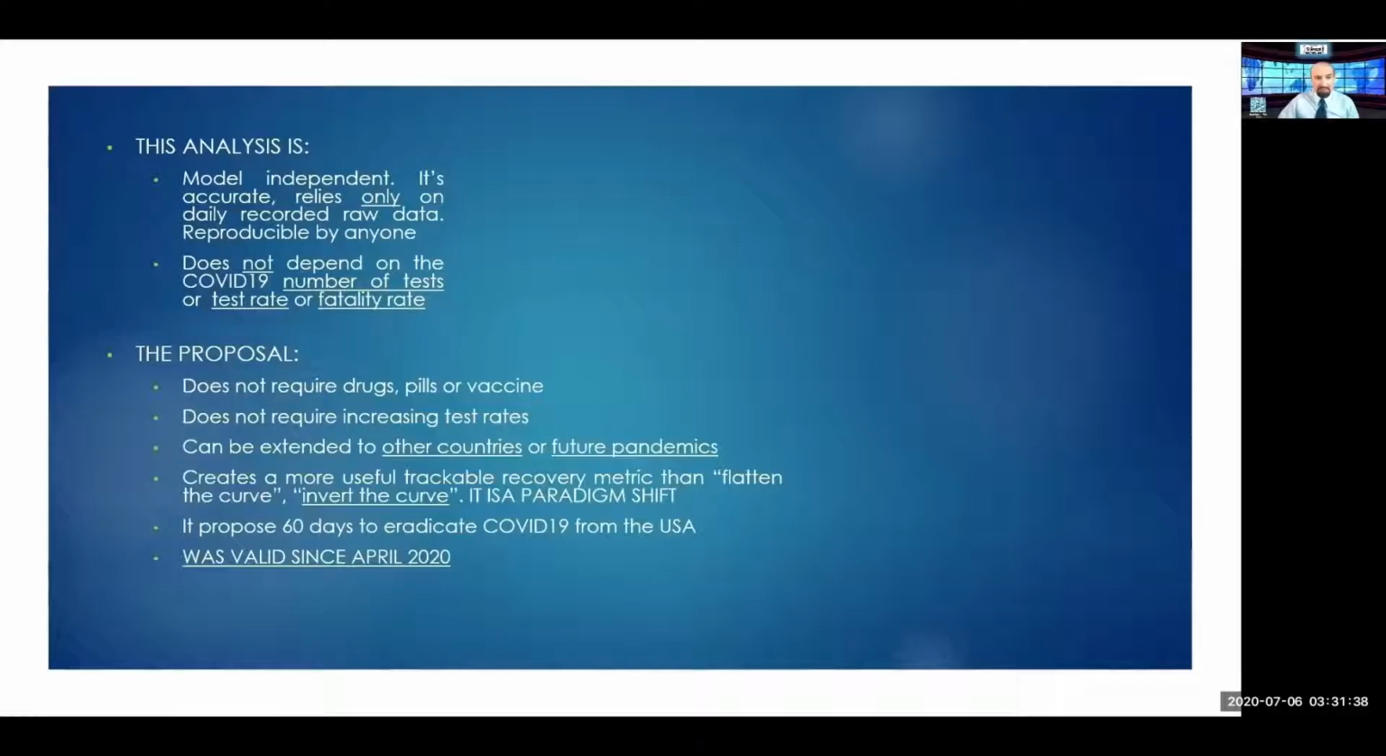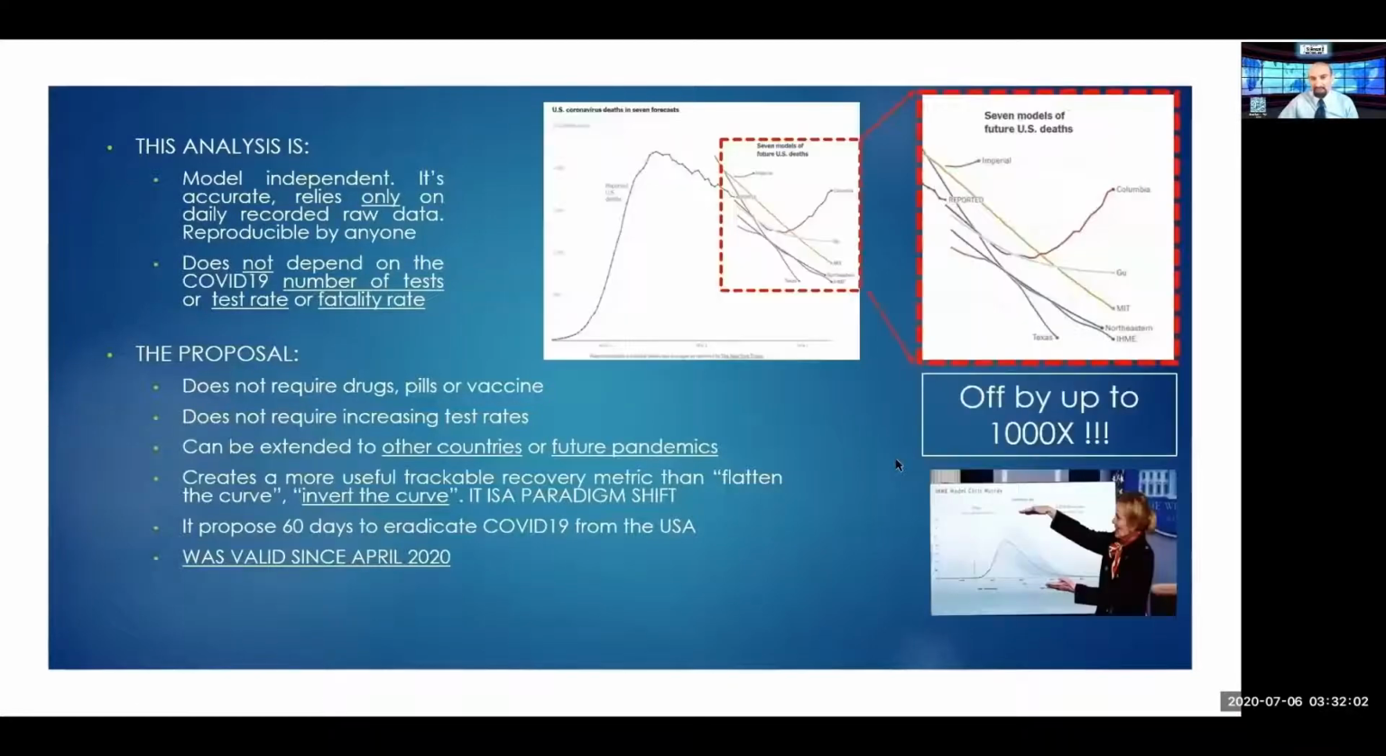It does not depend on the COVID-19 number of tests, test rates, or fatality rates. Remember what was said, that we're seeing more cases because we are doing more tests? We will not see any of these artifacts here. They are all eliminated. So if the number of tests were low or high, or if the number of tests is going up or is going down, it will not make any difference. Remember, the models we were relying on in the past were off by, in some instances, a factor of 1,000. You will not see any of that here.